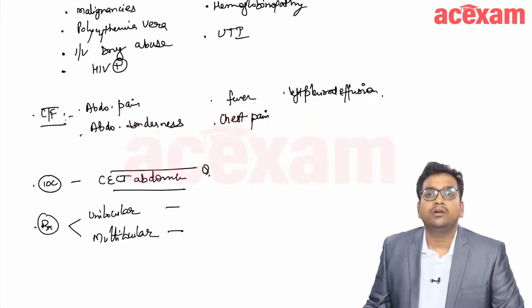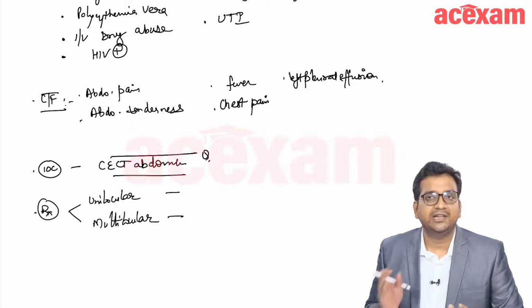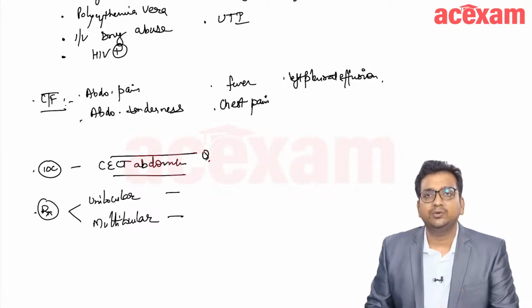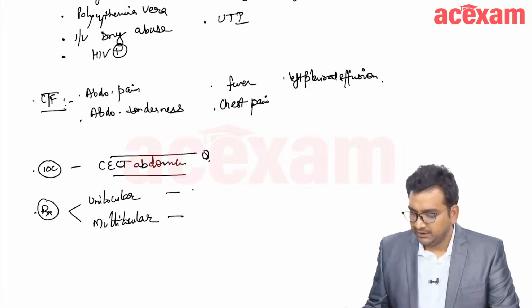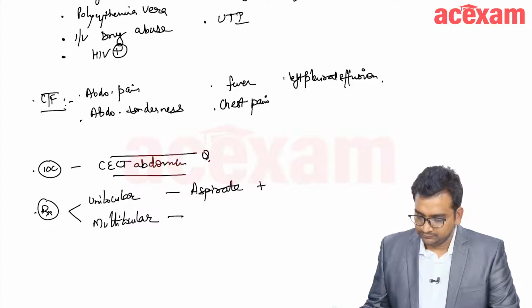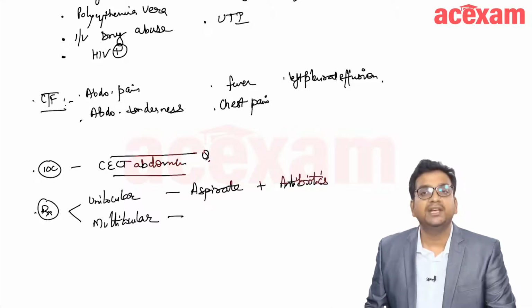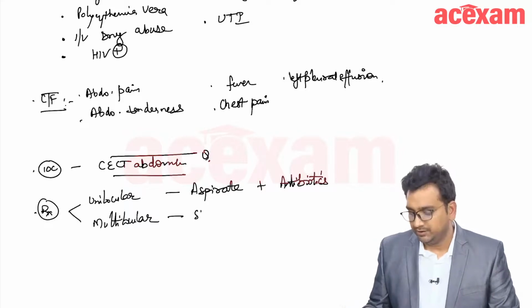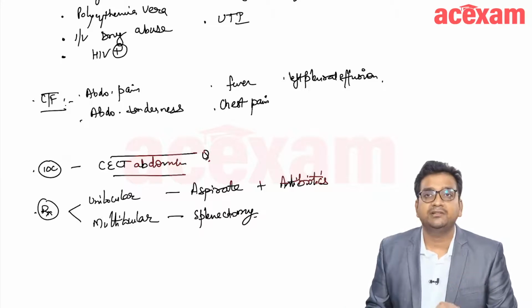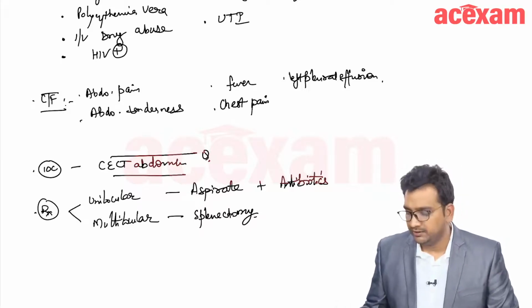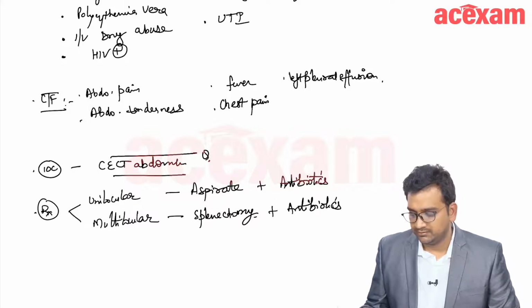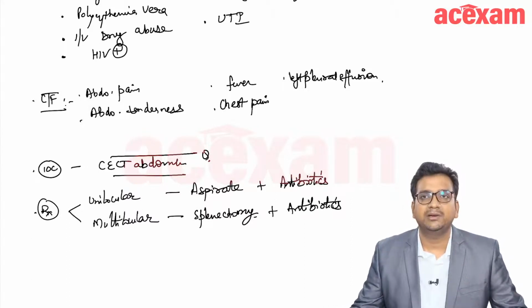Okay, now on CT we will be able to identify that there is a splenic abscess. If there is a unilocular splenic abscess, we can aspirate the abscess, along with that, we can give antibiotics. If there is a multilocular abscess, we'll have to go ahead with a splenectomy, because multiple aspirations from multiple places is not possible, and along with that, we'll go for antibiotics. This is regarding splenic abscess.